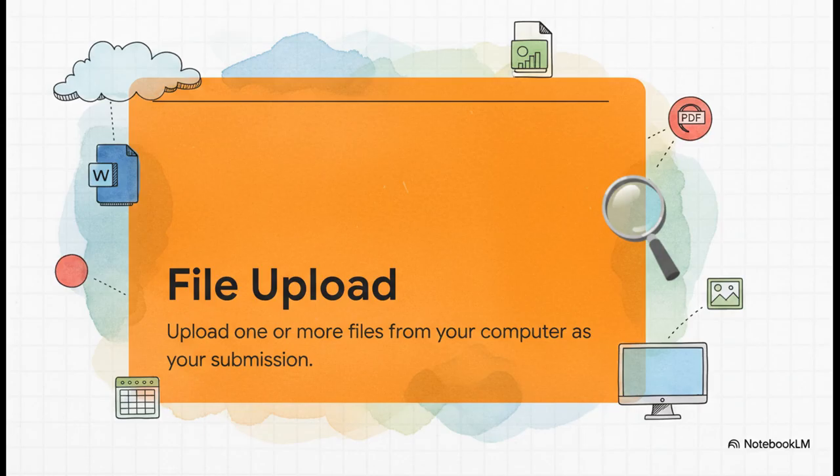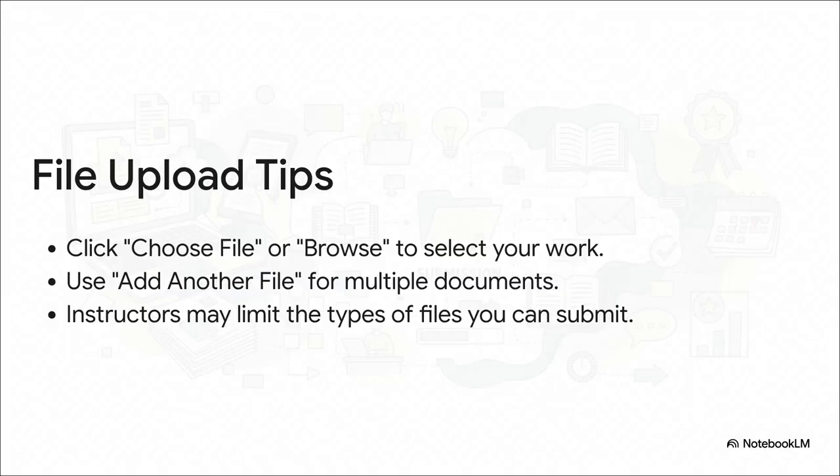This is your classic option. It's perfect for turning in things like Word docs, PDFs, spreadsheets, images, pretty much any file you have saved on your computer. Using it is super simple. You just click Choose File or Browse and find the file on your computer. And hey, if you need to upload more than one file, no problem. Just look for the Add Another File link. A quick pro tip though, your instructor can limit which file types are allowed, so make sure you're uploading the right kind, like a PDF if that's what they asked for.